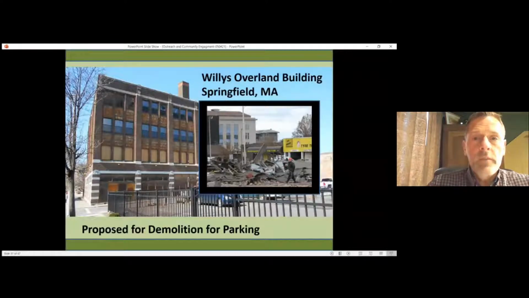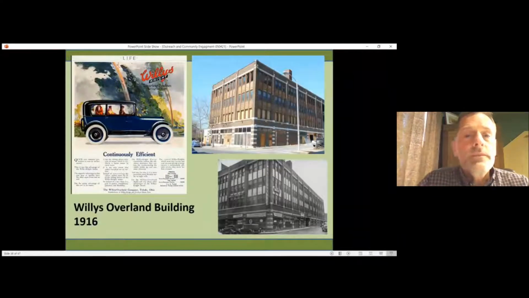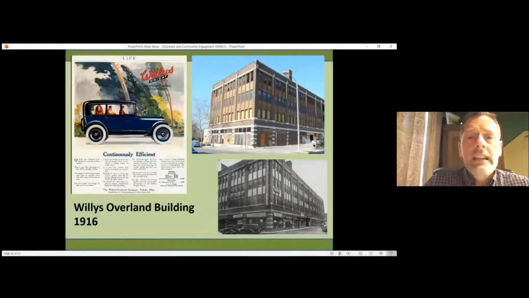I'm just going to go back for a little bit of history on this building because I have a special interest in the Willys vehicles, so I'll mention that as well. So this is the Willys Overland building from 1916, and they made vehicles. They also went on to make Jeeps that were really responsible for success in World War II. This building didn't actually manufacture any vehicles, but it was a showroom, and I think they did some repairs here as well.